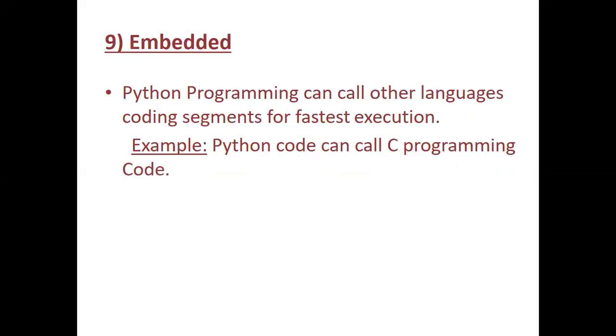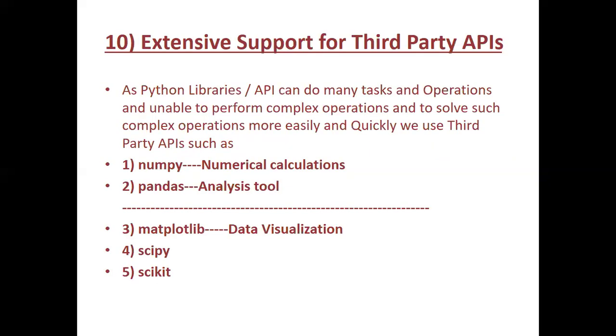Now, what is embedded? Python programming can call other languages' coding segments for fastest execution. Like Python code can call the C programming code also for its fastest execution. Now, extensive support for third-party APIs.